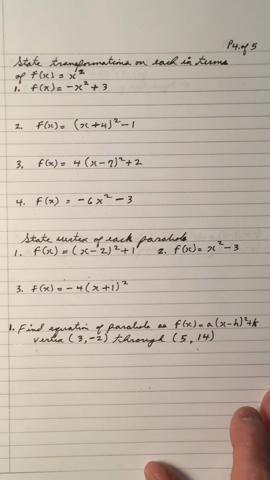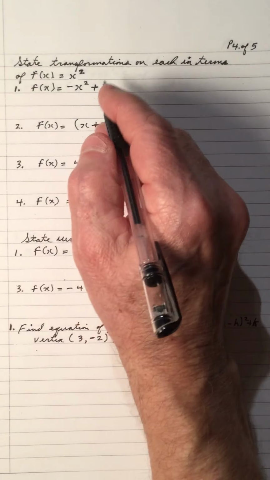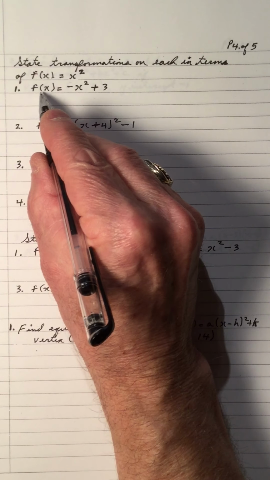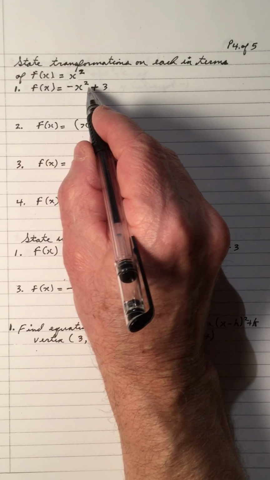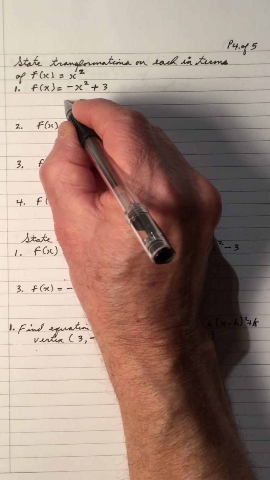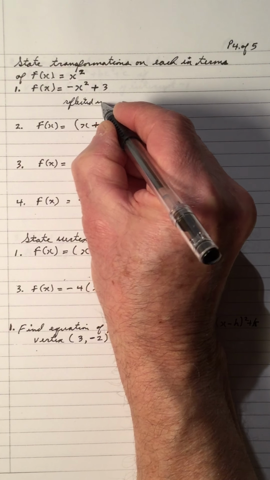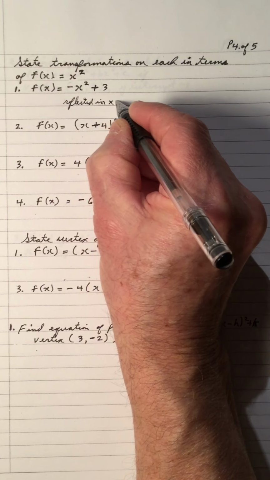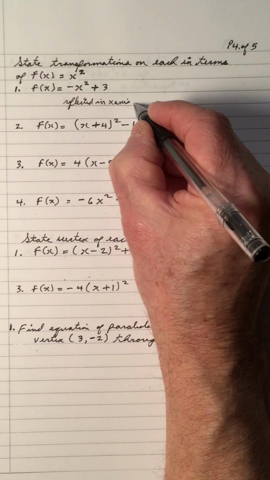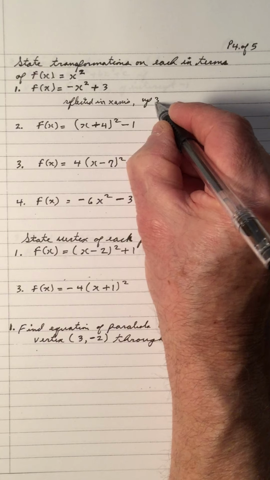State the transformation on each in terms of the parabola. Okay, what transformation? Notice we have the parabola, and this is the transformation. Notice we got the negative. The negative is reflected in the x-axis, and the +3, it goes up 3.